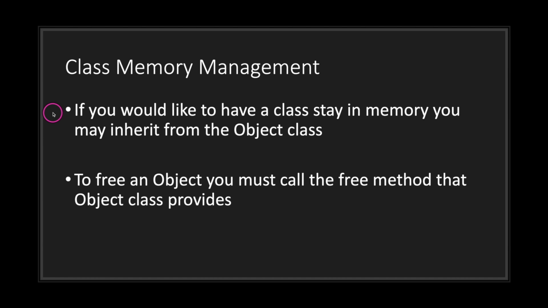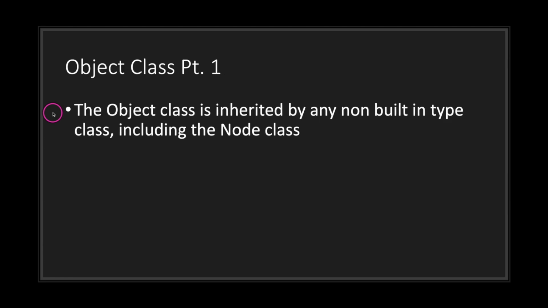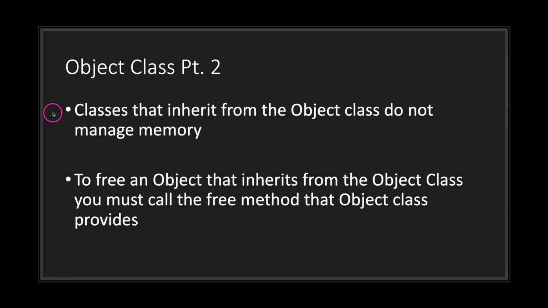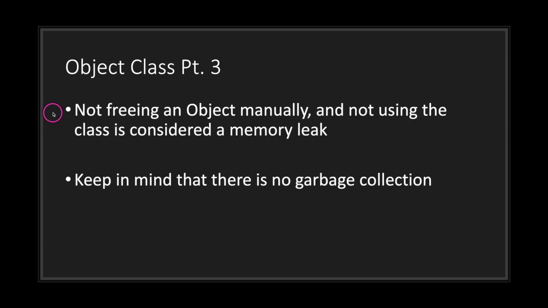To free an object, you must call the free method that the Object class provides. For starters, the Object class is inherited by any non-built-in type class. This would include the Node class. Classes that inherit from the Object class do not manage memory. To free an object that inherits from the Object class, you must call the free method that the Object class provides you.